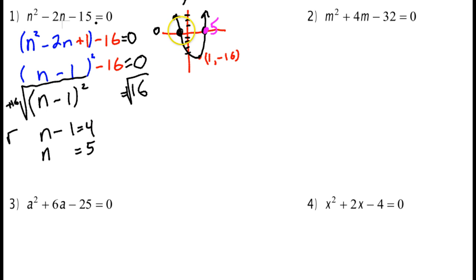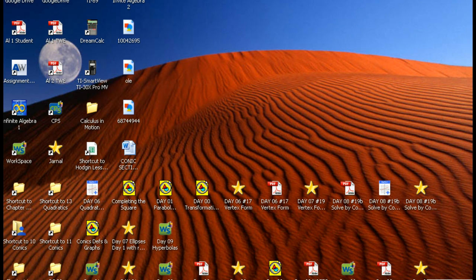What's that answer? Alright, so remember, when we do the square root, you get 2 answers. So we also have n minus 1 equals -4, because 4 squared is 16, and -4 times -4 is also 16. So remember, we get 2 of them, just like we did. Let me pull it back up.